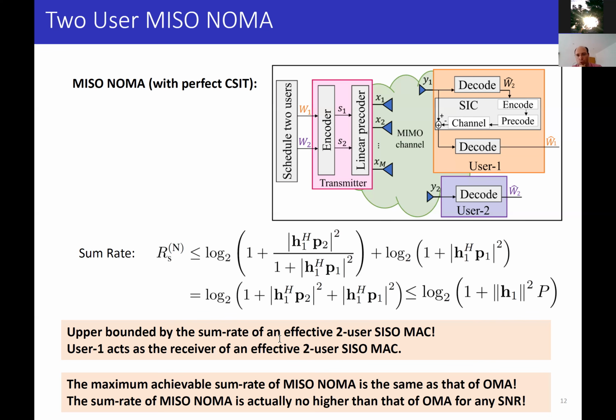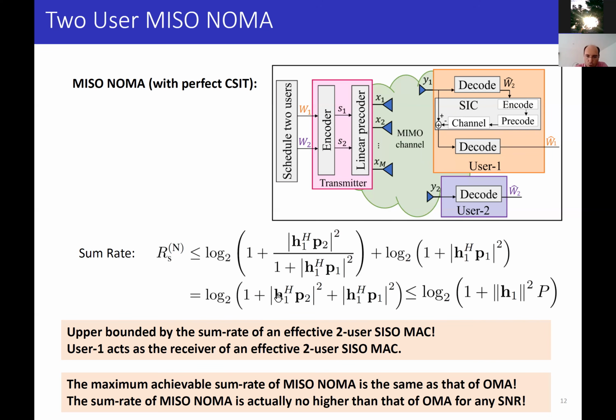So this is quite important because we know from information theory that if you have a single antenna at the receiver, and you have a receiver that acts as the receiver of a multiple access channel that has a single antenna at the receiver, your degrees of freedom will be limited to 1 because you have only one receive antenna. And this is really what we see here.